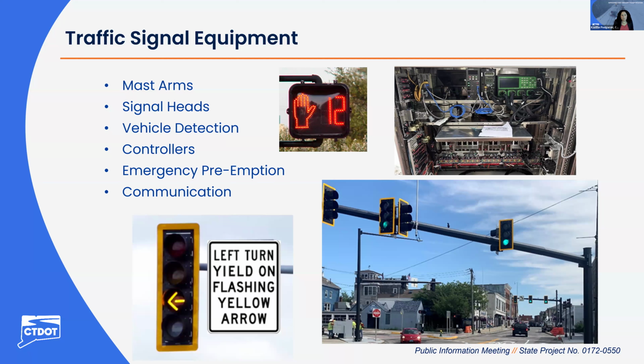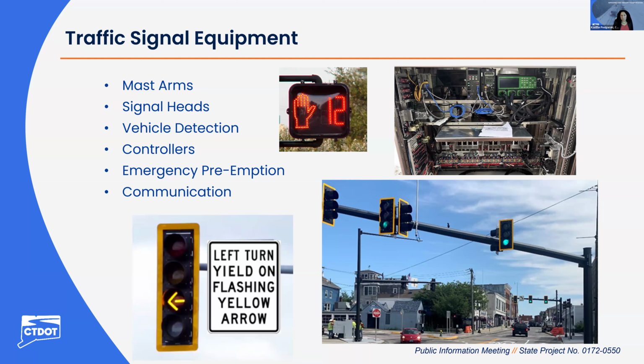It's possible too that we might use a span wire intersection, or support for traffic signal heads, which I think we do have a couple of locations, or at least one location in this project that is proposing to use a span wire due to constraints with the utilities or possibly structures.